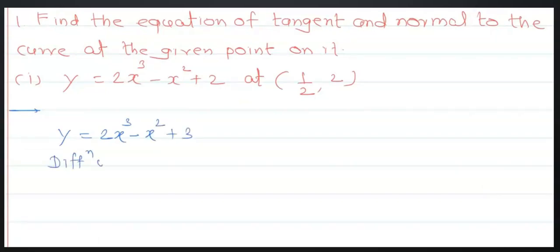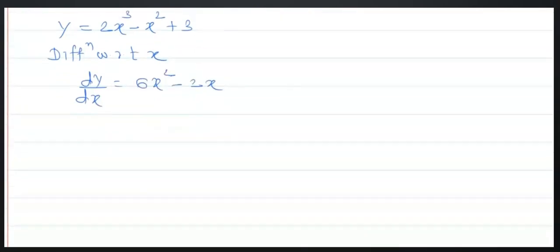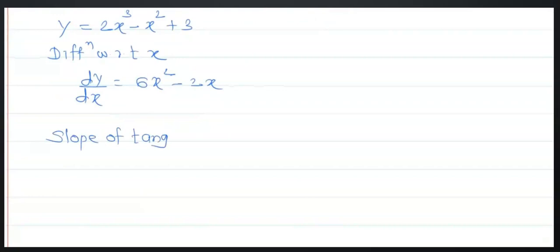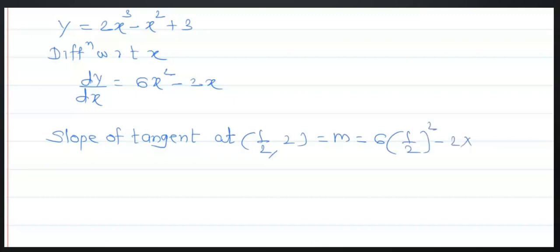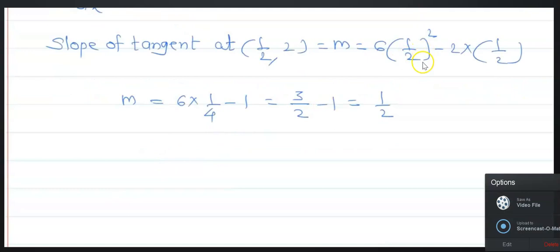y = 2x³ − x² + 3. Now differentiate this with respect to x. dy/dx is equal to 6x² − 2x. Therefore, the slope of the tangent at P, at x = 1/2, that is m, is equal to, substitute the value, 6 in bracket (1/2) square minus 2 into 1/2. That is m = 6 into 1/4 minus 1, that is 3/2 minus 1, that is equal to 1/2.